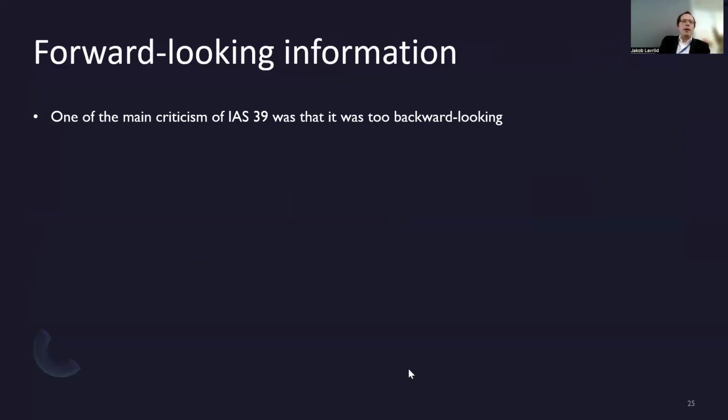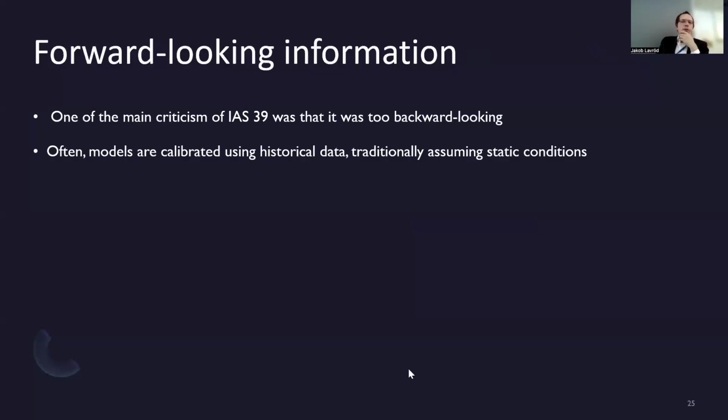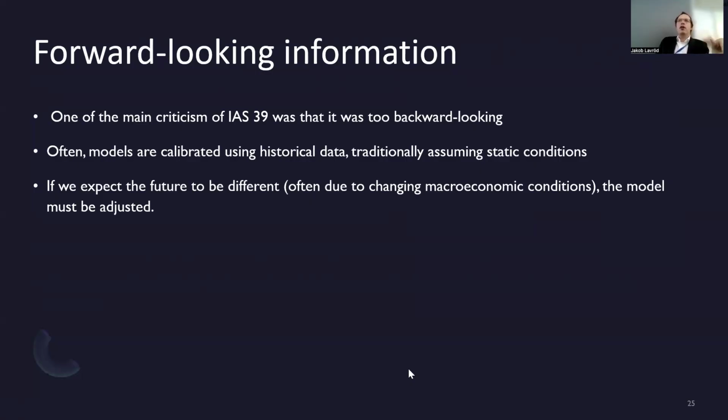You typically also embed forward-looking information. One of the main critiques was that IAS 39 was too backward-looking, and if you only use traditional backward data, you get a very static model. So you really should say, if I think macroeconomic conditions are going to change, the model should be adjusted. I often think there's a lot of hype around forward-looking information, but it's really not that weird when you think about it. If my data came from a certain period, and that period had certain economic conditions, and I think economic conditions are going to be different in the future, I need to adjust for that difference.